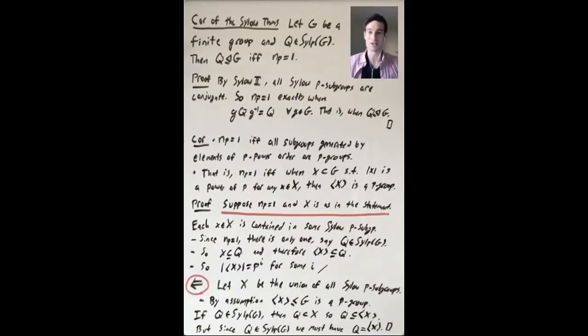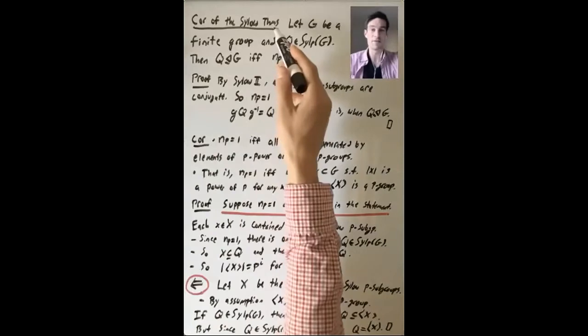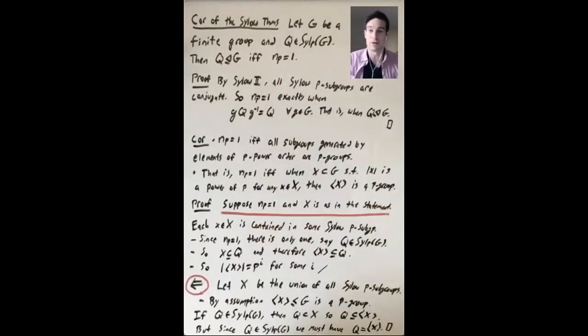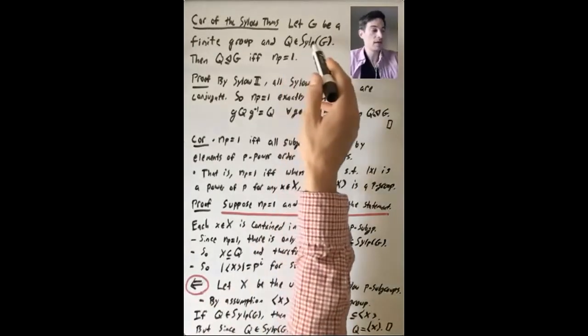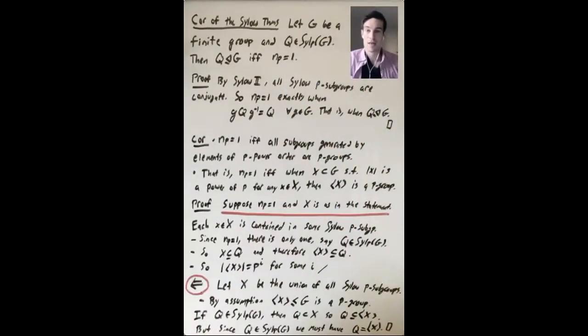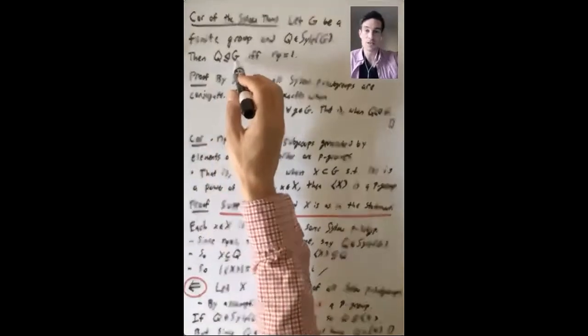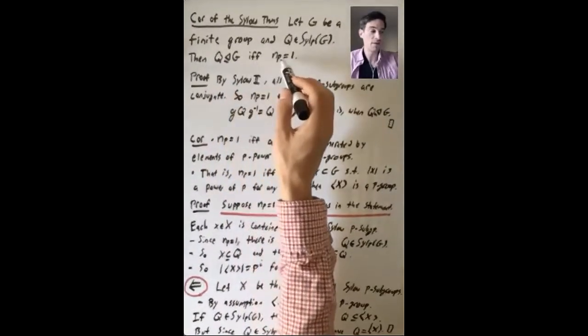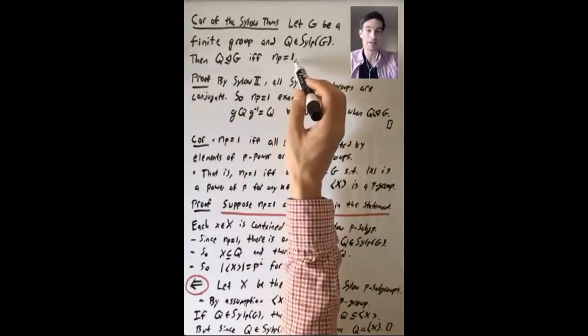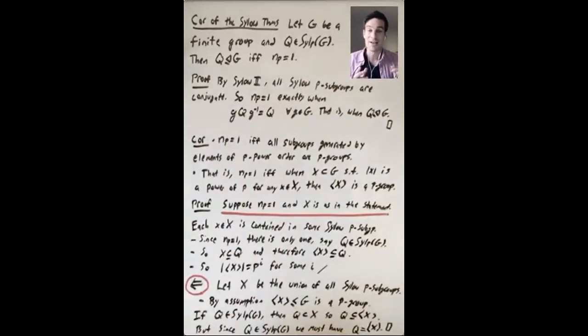In the rest of this lecture, our goal is to give some consequences of the Sylow theorems. We'll start with a corollary of the Sylow theorems that ends up being really useful. Let's say that G is a finite group and Q is a Sylow p-subgroup. Then Q is a normal subgroup in G if and only if the number of Sylow p-subgroups is 1. That is, Q is a normal Sylow p-subgroup exactly when Q is the only Sylow p-subgroup.